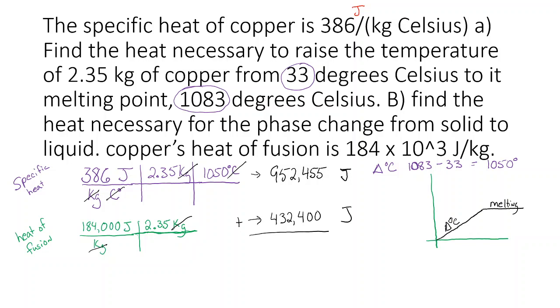So I'll add the two numbers together to get our total joules, the total amount of energy needed in order to melt the copper.